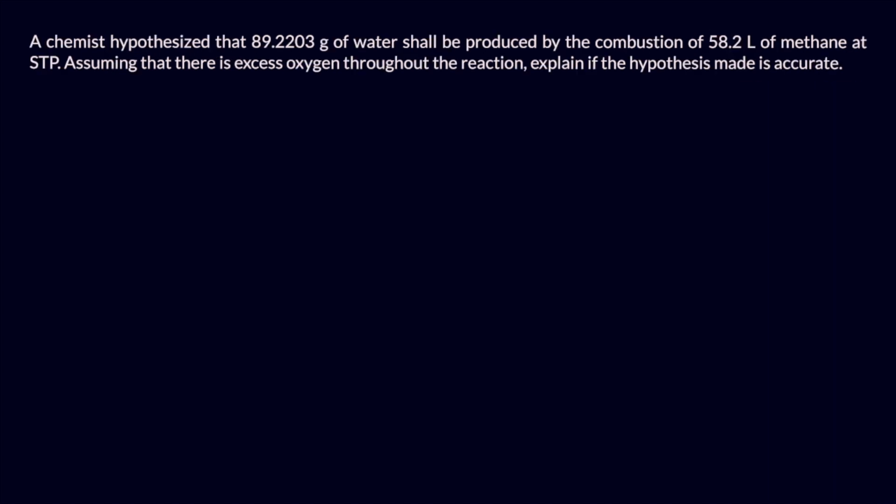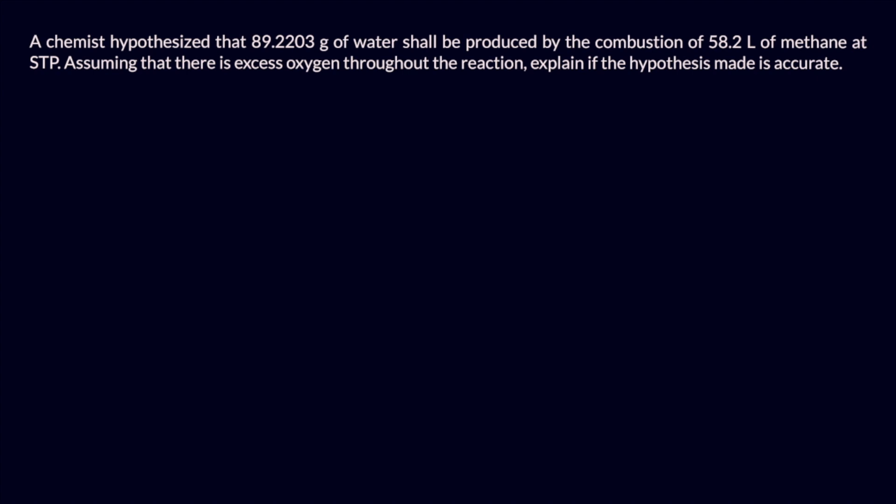Question number 2. A chemist hypothesized that 89.2203 gram of water shall be produced by the combustion of 58.20 liter of methane at STP, assuming there is excess oxygen throughout the reaction. Explain if the hypothesis made is accurate.